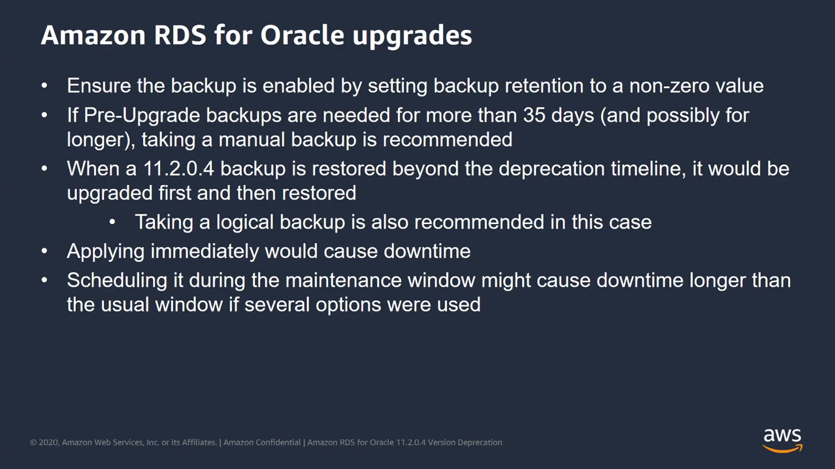So keep in mind, if AWS Backup is used to take a backup, then all the backups are treated as manual snapshots. If either the manual or automated snapshot is restored beyond the deprecation deadline, in this case let's say December 31st, then it would be upgraded first, before completing the restore, to the latest version. Hence, if the same pre-upgraded version is needed for future reference, it is better to take a logical backup of such a database using something like Export Data Pump.